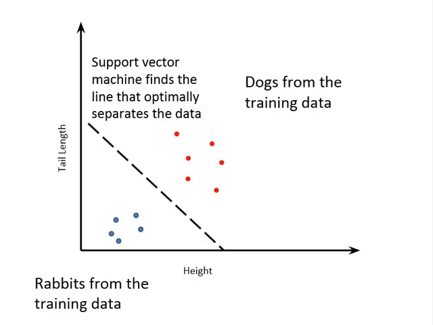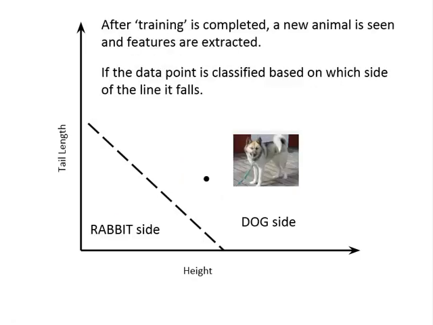Once the robot has found this line that optimally separates the two classes of data, we no longer need this training data. We can go and get the testing data and test how well this robot has learned this information. Here, the training is completed. After the training is completed, a new animal is seen from the testing data, and the features are extracted from that data point in the testing data. If that data point falls on one side of the line, it will be classified as a dog. If it falls on the other side of the line, it will be classified as a rabbit.